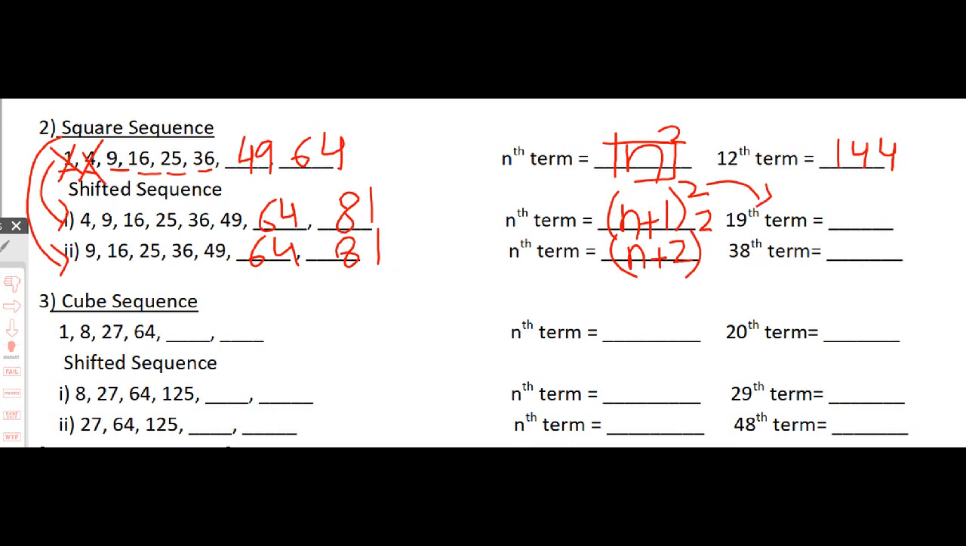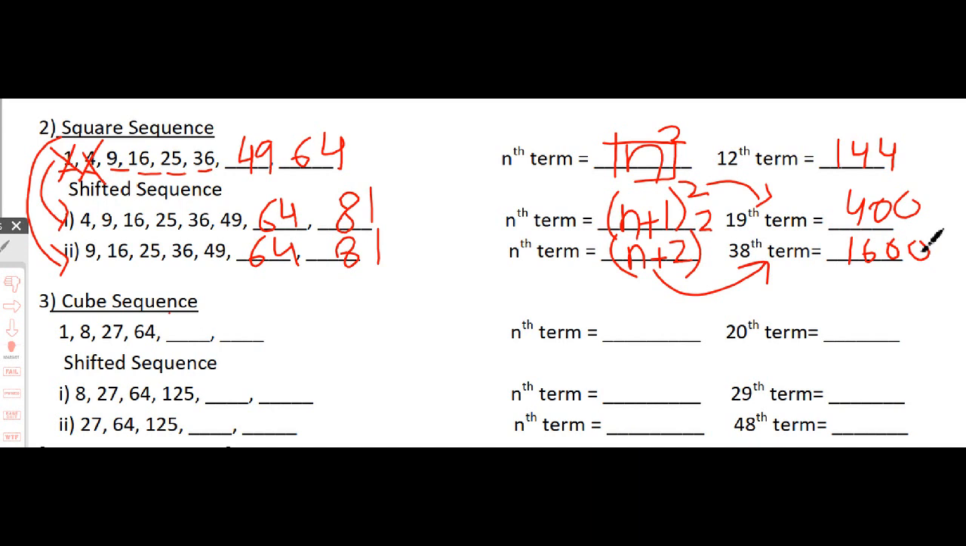So now the 19th term for this sequence will be 19 plus 1, 20. 20 square is 400. And the 38th term for this sequence will be 38 plus 2, 40. 40 square is 1600.